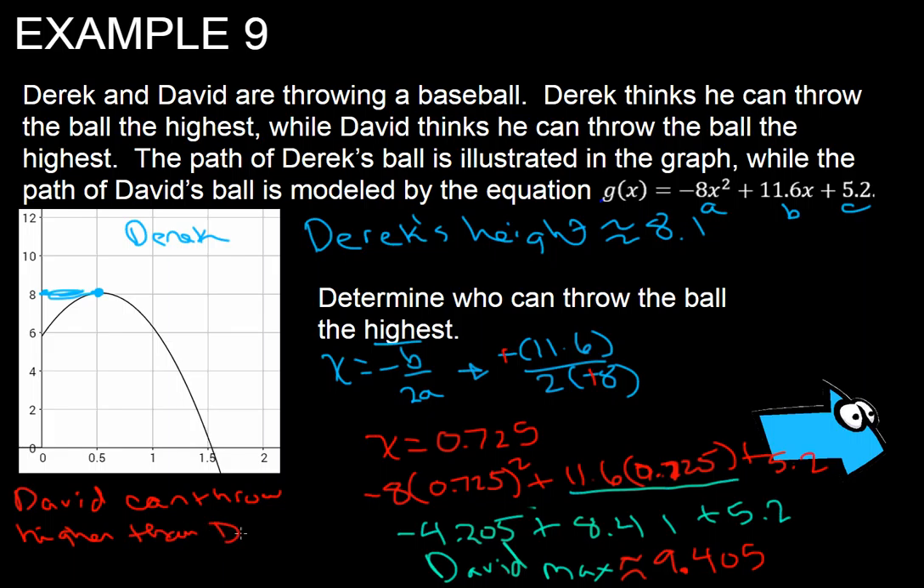David can throw the ball higher than Derek. Right? Clearly, here's our evidence. Derek's height is about 8.1. David's height is about 9.405. Okay, so while our answer is simple, we have to have all this work to back it up.